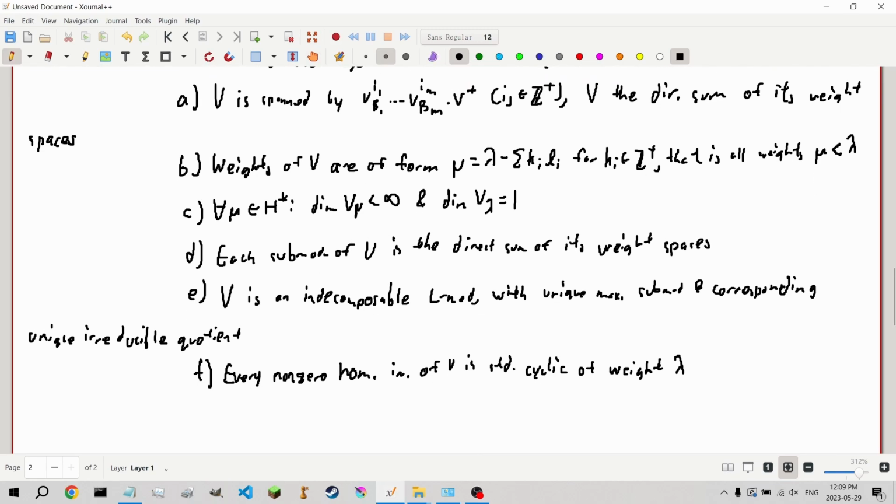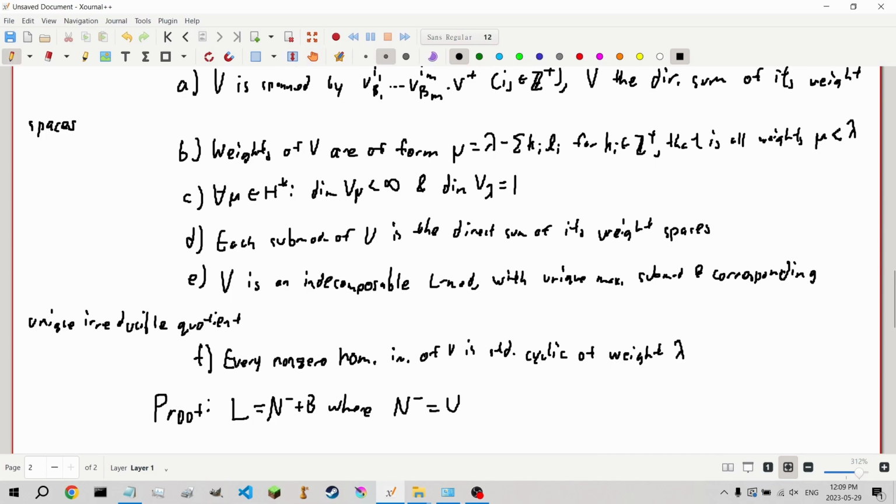And the proof of this, we're finally done presenting this theorem. First off, for part A, L is n minus plus B, where n minus is the union of L alpha for negative alpha, and B is the Borel subalgebra of our base.